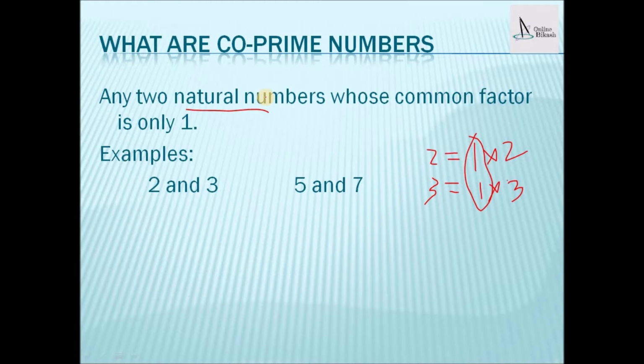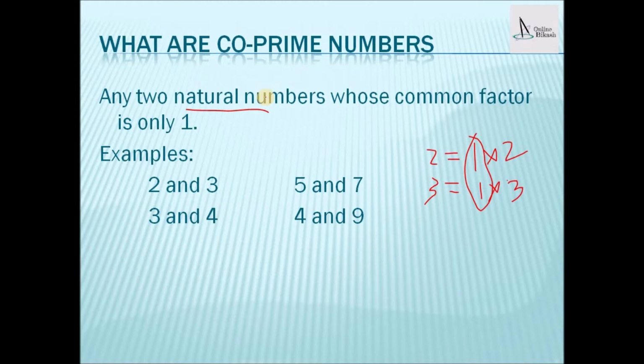Similarly, you can see that 5 and 7 are also co-prime numbers. Now 3 and 4: the factors of 3 are 1 and 3. The factors of 4 are what?